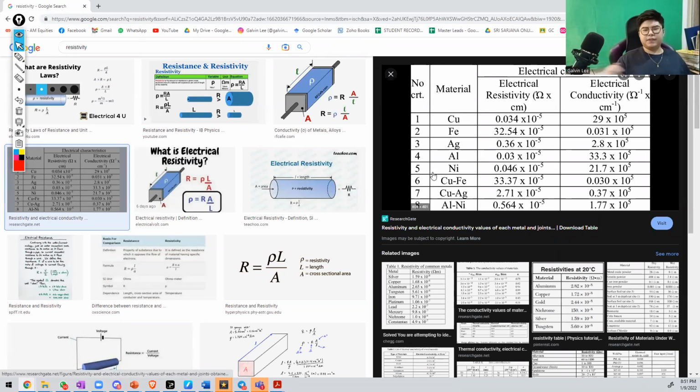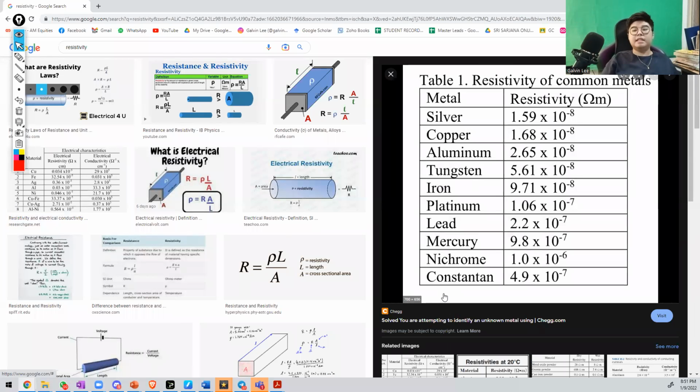Okay, resistivity is fixed. This one, they are calculating for you. Ohm, centimeter. That means for every centimeter, the resistivity is 0.034 times 10 to the power negative 5 ohm. Like that, like you read. So what I'm saying is there is a list of the resistivity. Of course, over here, you can see clearly why we use copper as material for wire.